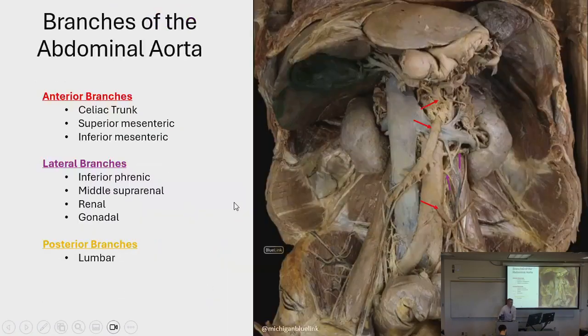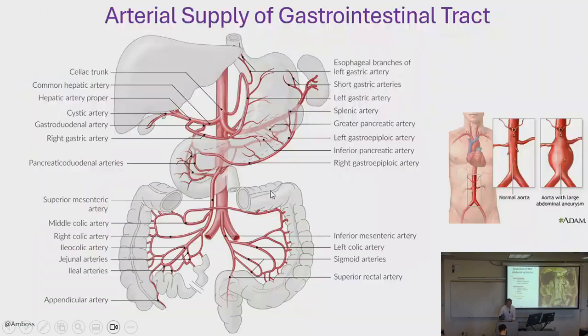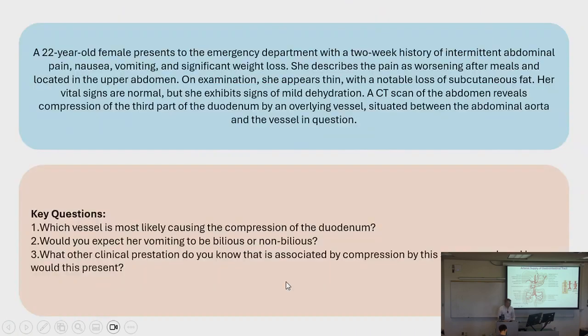Okay. So in this case, IMA is disrupted, so you're losing blood supply to this region. Okay. So that's kind of the clinical case that we're looking at there.